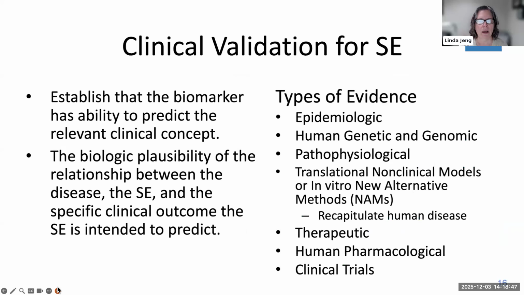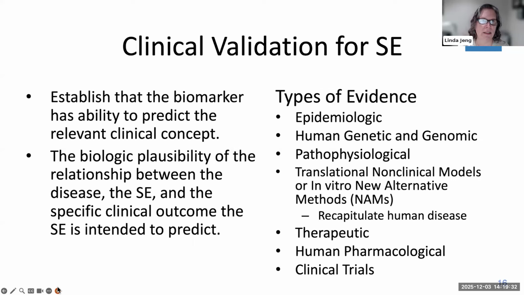Next slide, please. One of the important things to consider is clinical validation of the surrogate endpoint or biomarker. You need to establish that the biomarker has the ability to predict the relevant clinical concept, and that the biologic plausibility of the relationship between the disease, the biomarker, and the specific outcome you're trying to predict is supported. We're not talking about a validated surrogate endpoint here; this information would go into whether you have a validated surrogate endpoint or a reasonably likely surrogate endpoint. So there's a difference between clinical validation and a validated surrogate endpoint. Just to be clear, this is clinical validation in the general context of the surrogate endpoint.